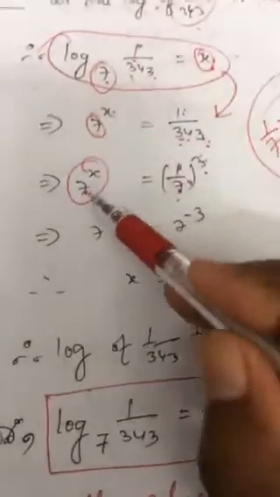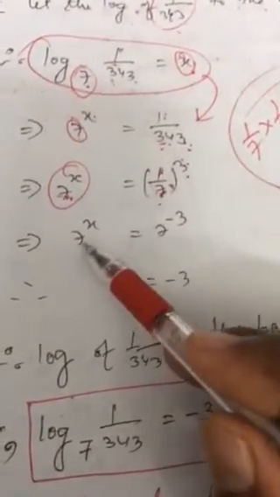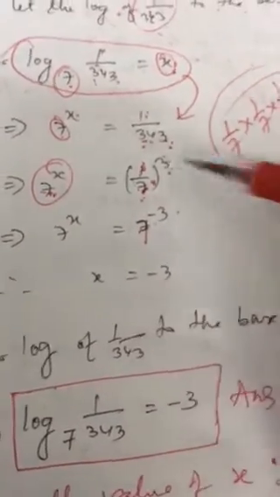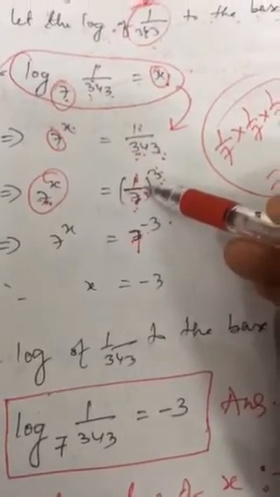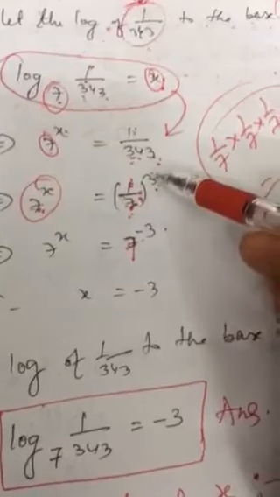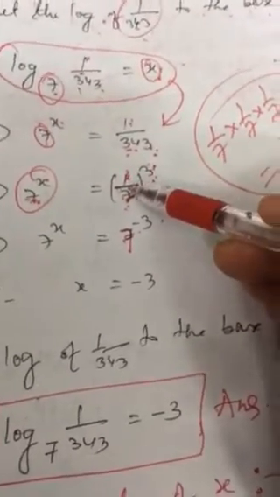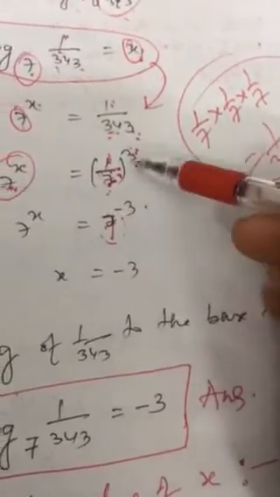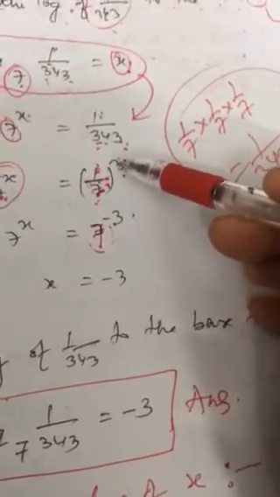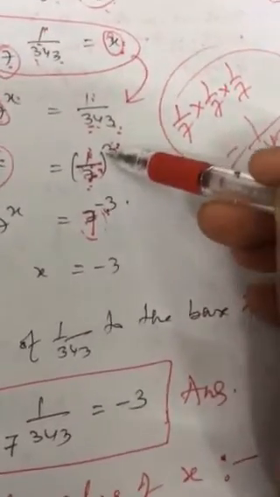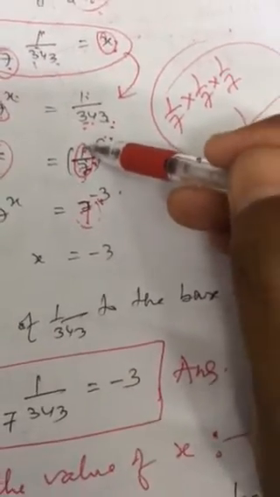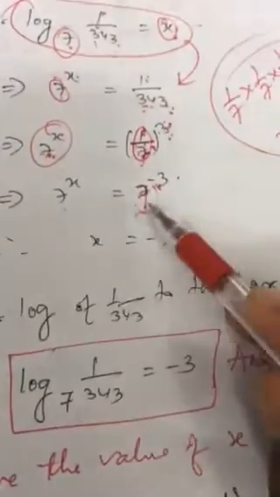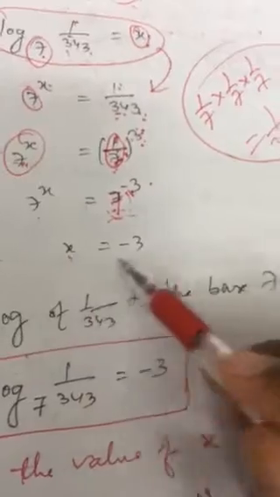But till now the base is not the same, so you have to make the base same. So 1 by 7 to the power 3 can be written as 7 to the power minus 3. I have already taught you this in indices. If there is a power on a fraction and you write the reciprocal of the fraction, then the power is reversed. If there is a positive power, it becomes a negative power, and if there is a negative power, it becomes a positive power. The reciprocal of 1 by 7 is 7 by 1, and 1 is no need to write. So now the base is 7 on both sides, that is why x equals minus 3.